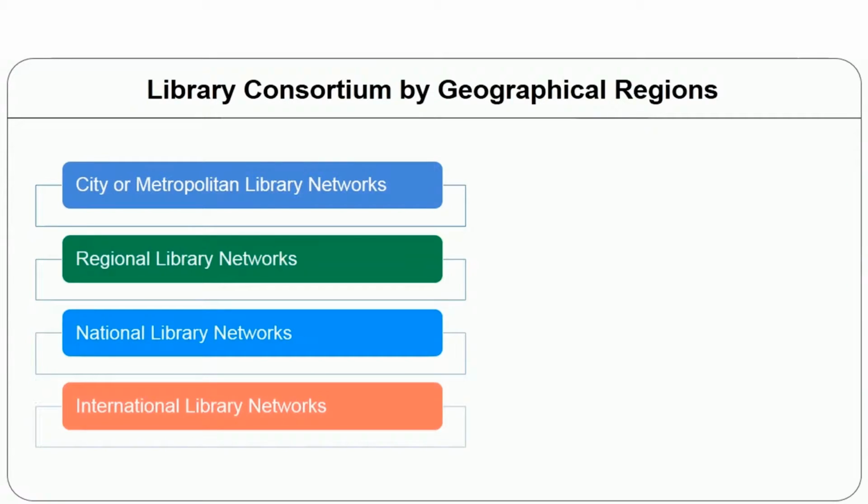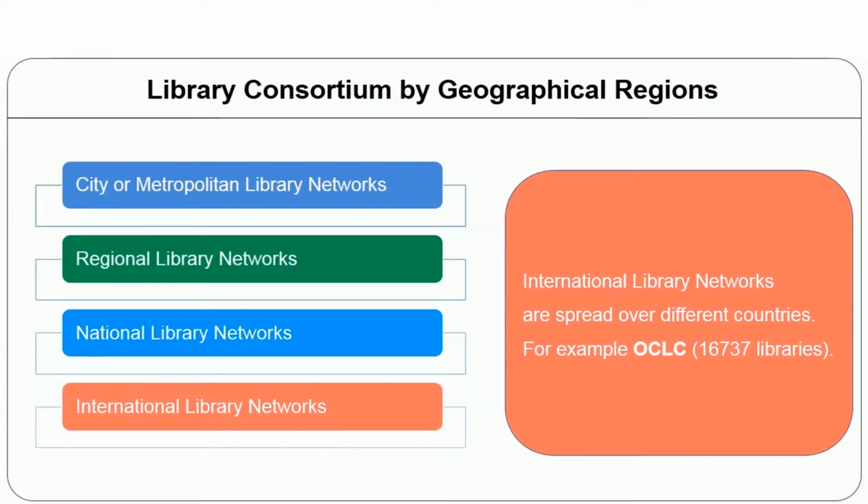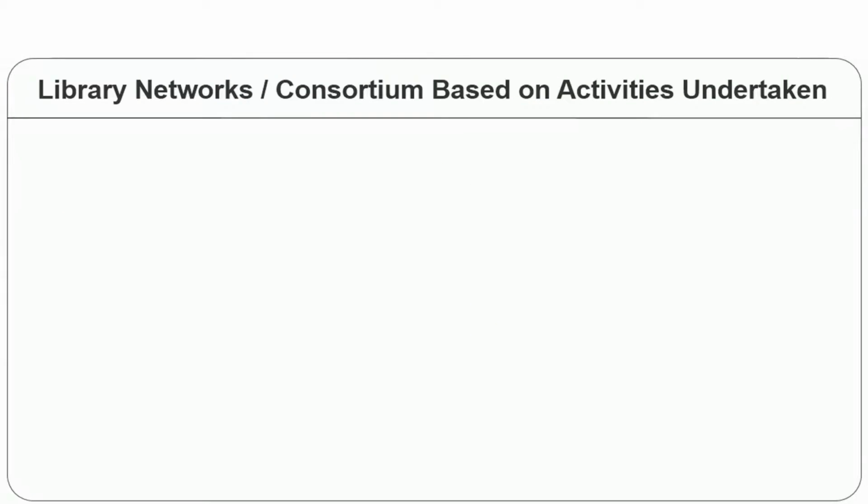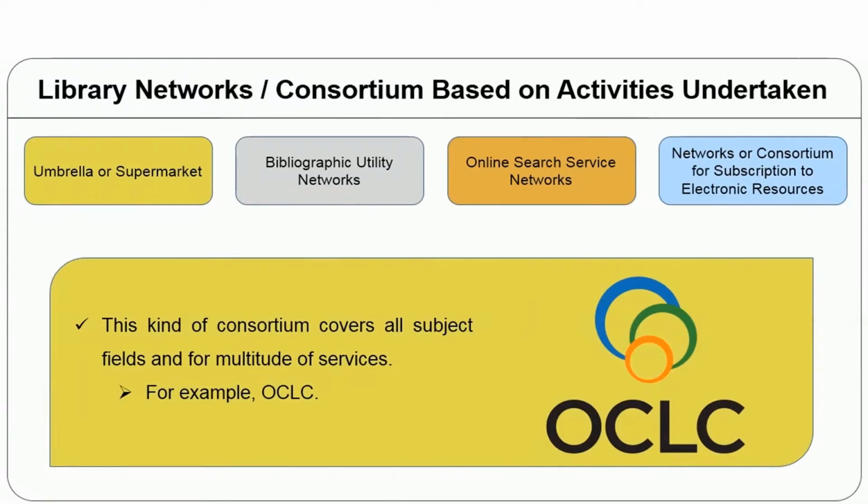International library network. The international library networks are spread over different countries, for example OCLC. OCLC can be considered as an international network with 16,737 libraries as its member from different countries. Library consortium based on activities undertaken by them, the umbrella or supermarket. This kind of consortia covers all subject fields and offers a multitude of services, for example OCLC.